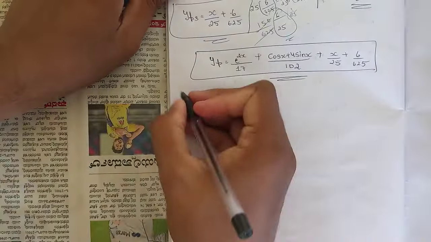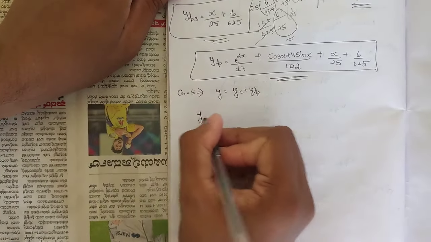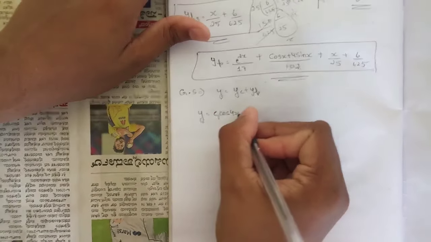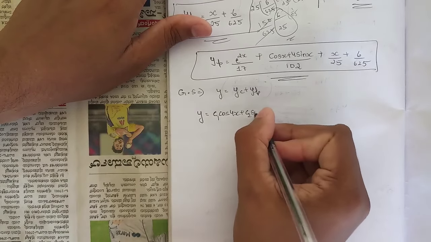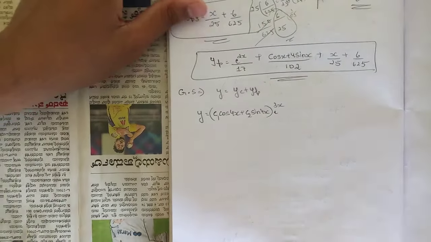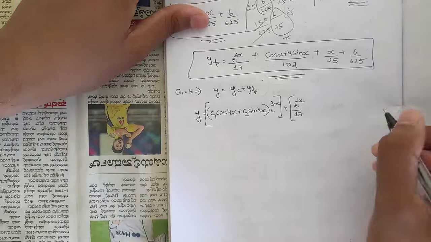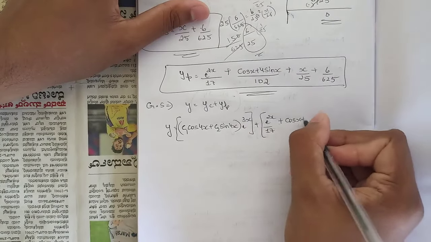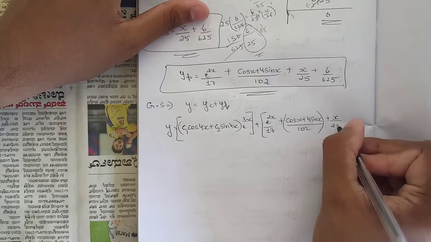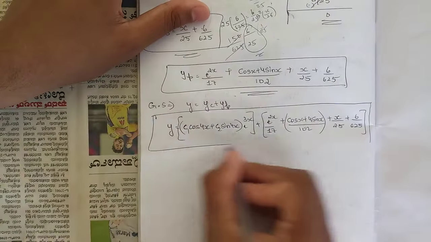So now for this, the general solution can be written as y equal to yc plus yp, where the complementary function we got is c1 cos 4x plus c2 sin 4x, into e power 3x, right? And the particular integral we got here as e power 2x by 17 plus cos x plus 4 sin x upon 102 plus x by 25 plus 6 by 625. So we need to write all the terms very carefully. We cannot skip even a single term.